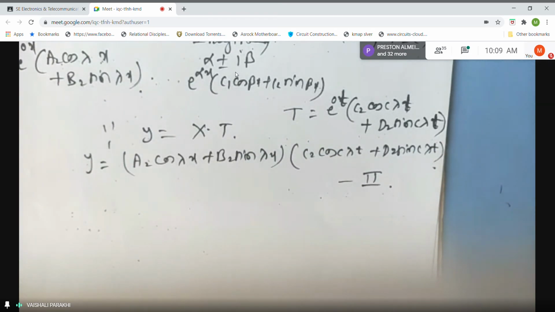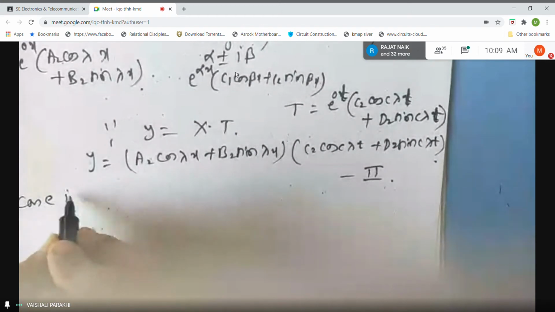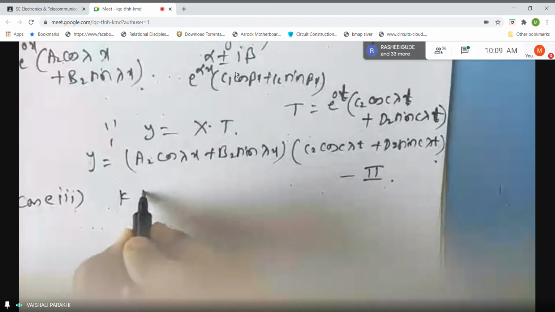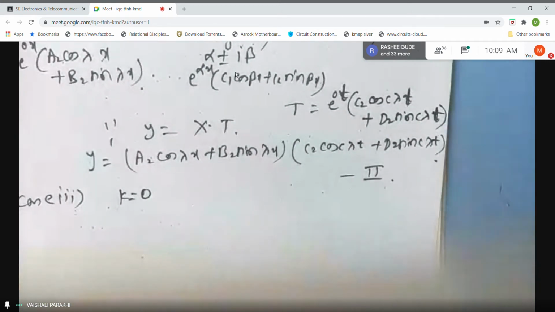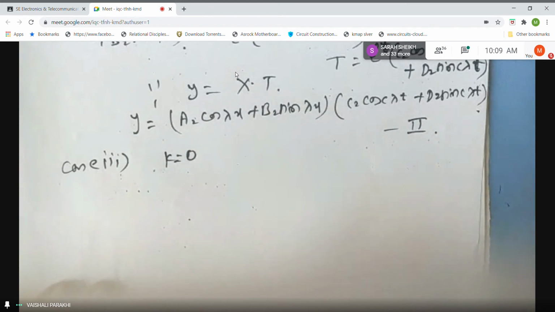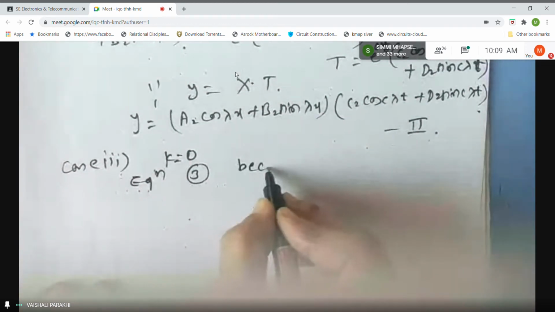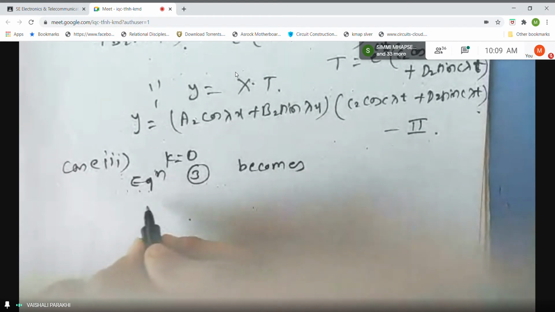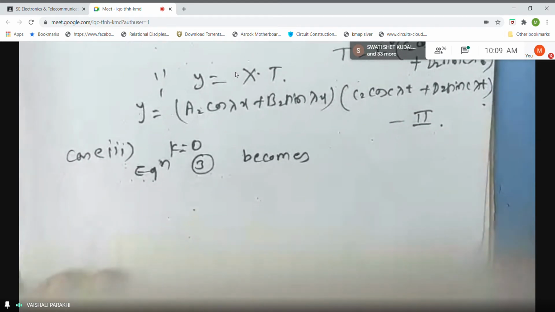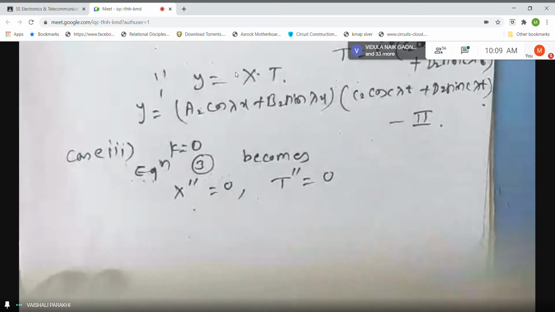Okay. And now the last case we are going to do, that is case number 3, when k is equal to 0. Because we have done with positive and negative values of k. Now let us see what happens when k is equal to 0. So equation 3 becomes, wherever there is k, replace it by 0. So you will get x double dash is equal to 0 and t double dash is equal to 0, because the term in k will vanish.